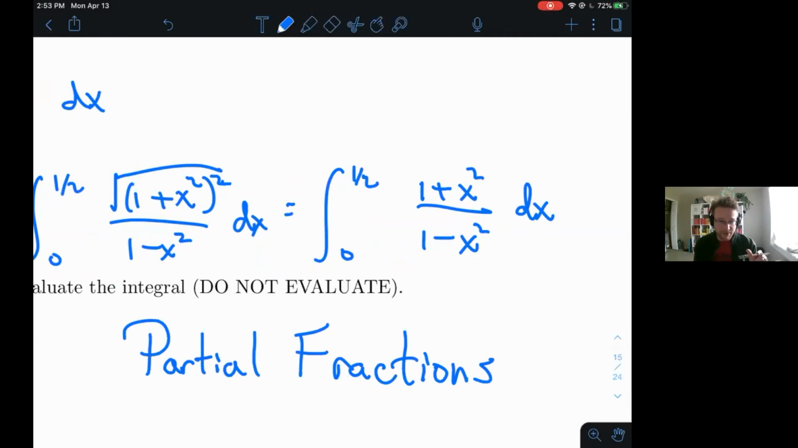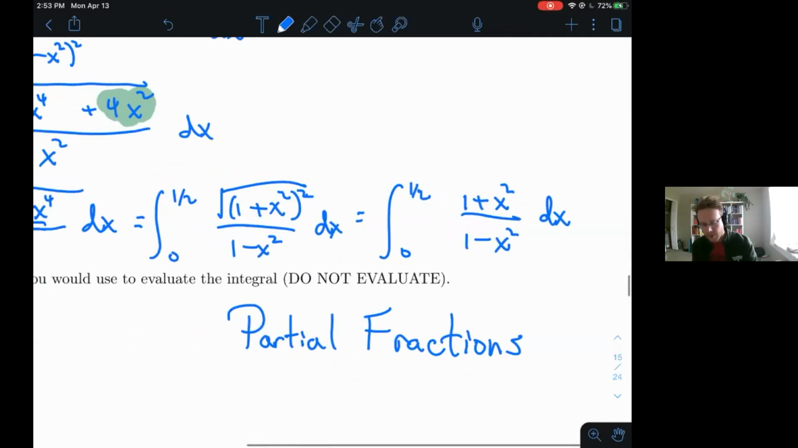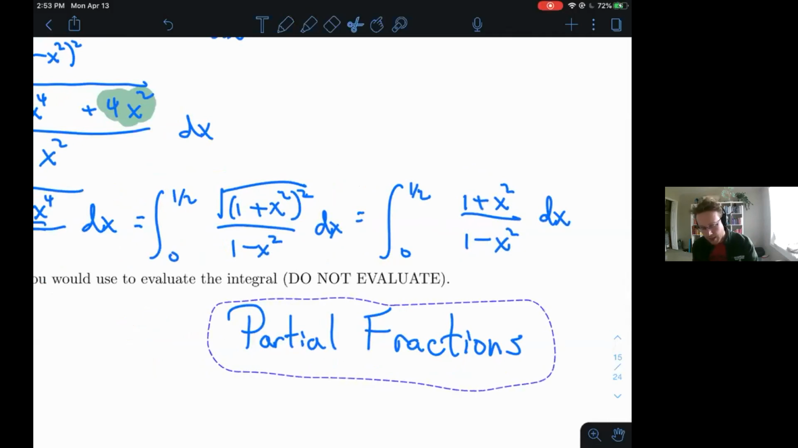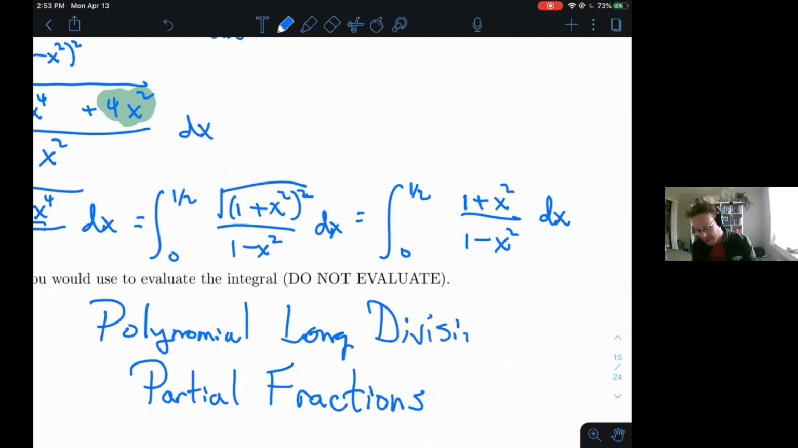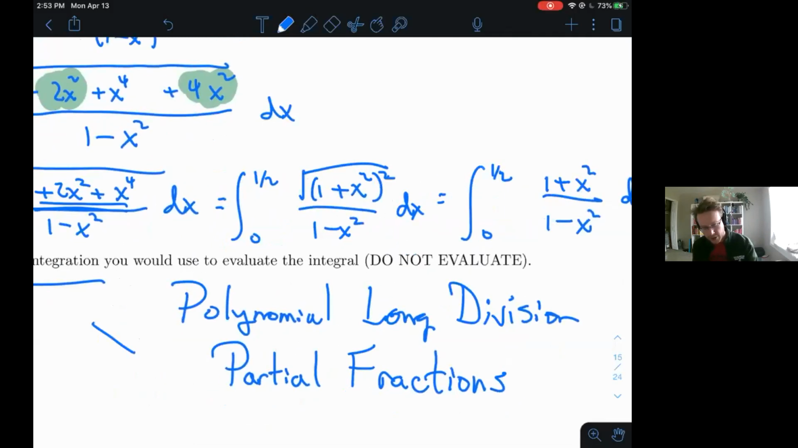This one's a little bit even more annoying because the degree of the numerator is the same as the degree of the denominator. And when that happens, right, you need to use polynomial long division to take care of that first. So you'd use polynomial long division first to rewrite this in a better form. Then you would use partial fractions in order to actually evaluate that resulting division and get your final answer.